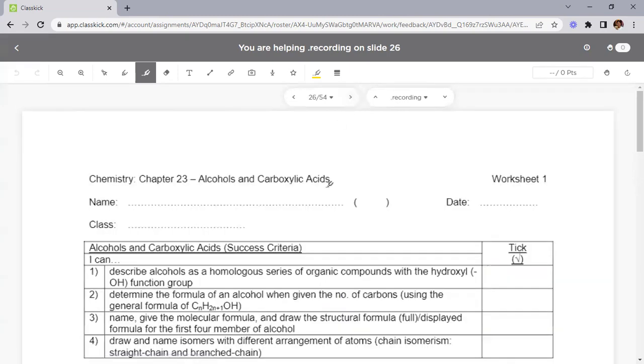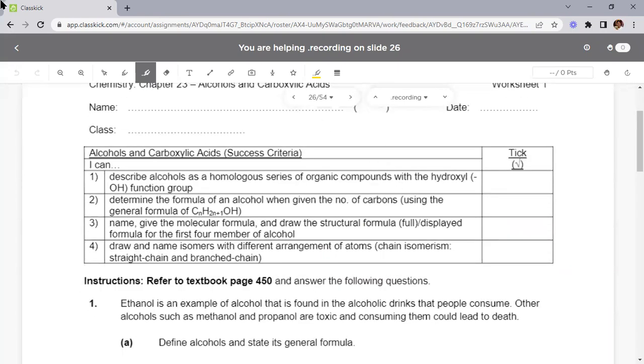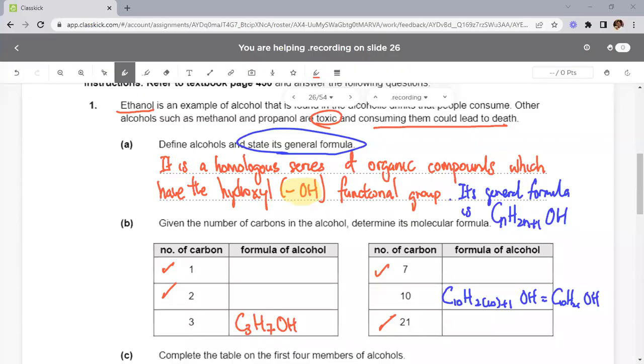Now we're going to go on to alcohols. The target is that we can complete alcohols by today, if possible. So let's carry on now. But before that, any questions that you have, let me pause the recording now.